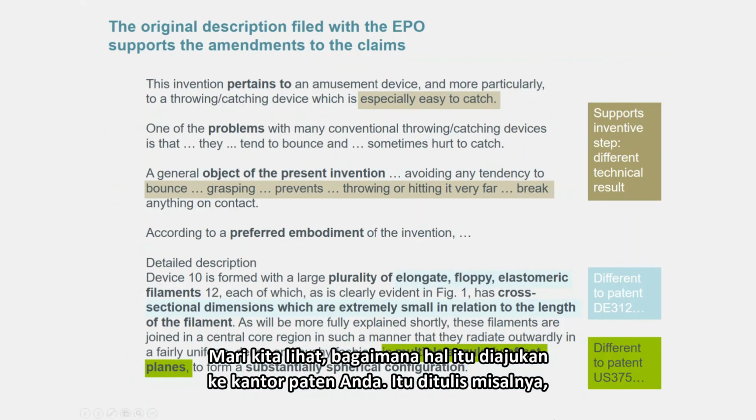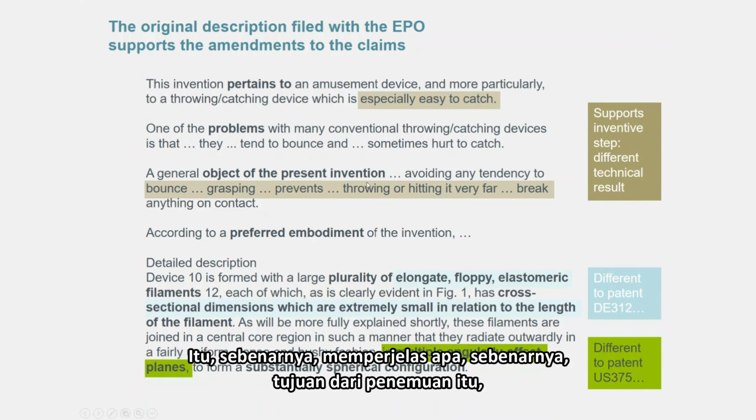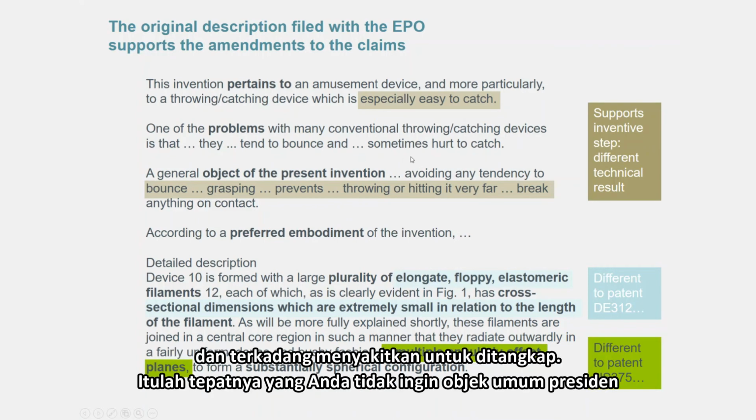So let's take a look at how it was filed with your patent office. It was written, for example, this invention pertains to an amusement device and more particularly to a throwing catching device, which is especially easy to catch. That, in fact, is making clear what the goal of that invention is. One of the problems with many conventional throwing catching devices is that they tend to bounce and sometimes hurt to catch. That is exactly what we don't want.